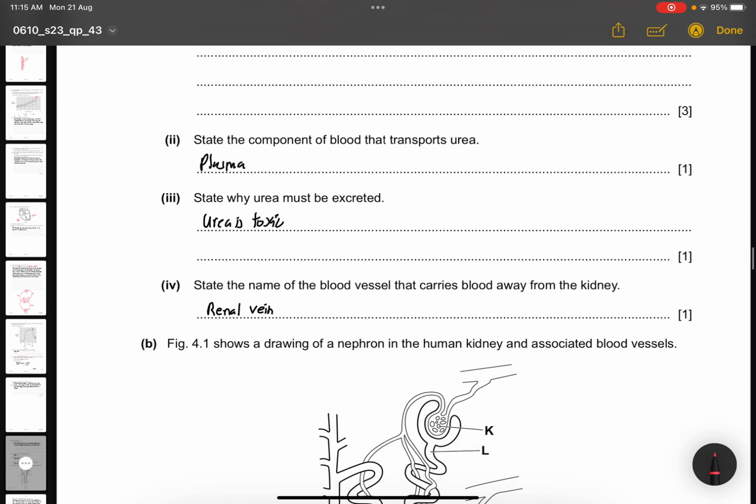Part 3. State why urea must be excreted. Very simple, because urea is toxic in our body.